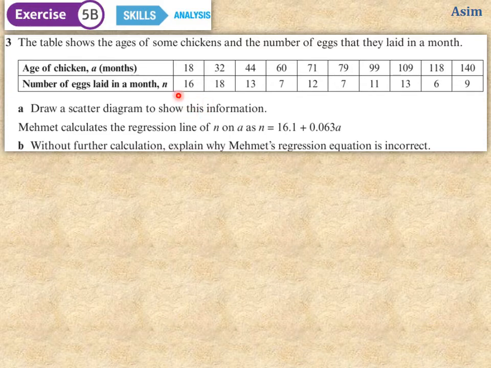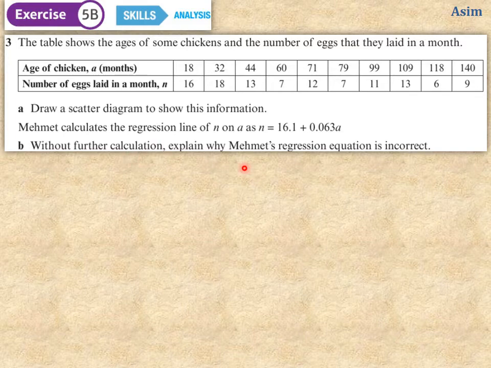Now a proper example. This is exercise 5b from your book. Draw a scatter diagram. You can take it like coordinates: 32, 18, 44, 13, plot it. Then the question says calculate, this person calculates a regression line of n on a. That's why n is the subject, and without further calculation, explain.